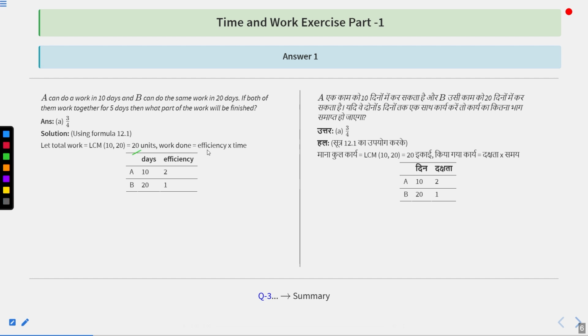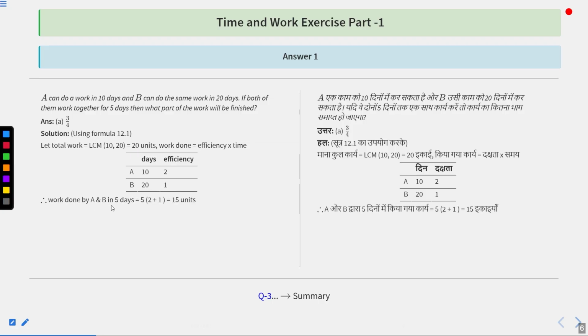And we know that work done is equal to efficiency into time. So A was taking 10 days and B was taking 20 days, and total work was 20 units. So from here efficiency is work upon time. So 20 upon 10 is 2 and 20 upon 20 is 1. These are the efficiencies of A and B.